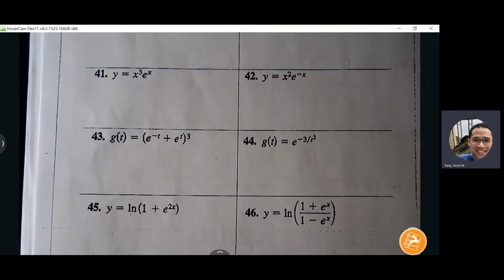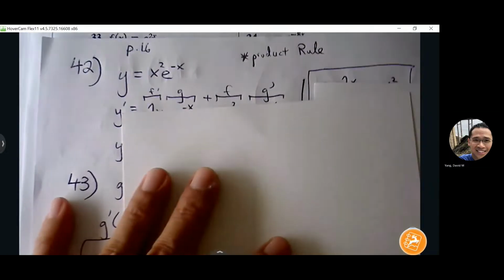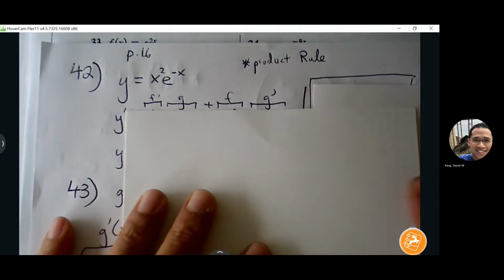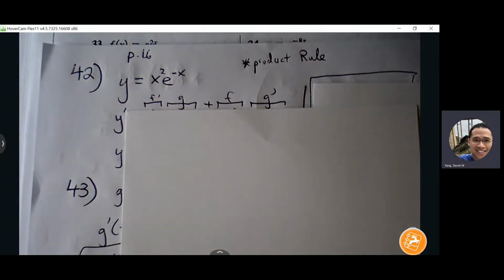Okay, so let's set up using product rule. I'm not going to be picky about how much you clean up. The important thing is you can get to the derivative and just clean up slightly. That should be good enough. There's no need to find common denominators. Okay, so f prime g plus f g prime. Okay, so x squared becomes 2x. g is just e to the negative x. Back to f, that's just x squared.